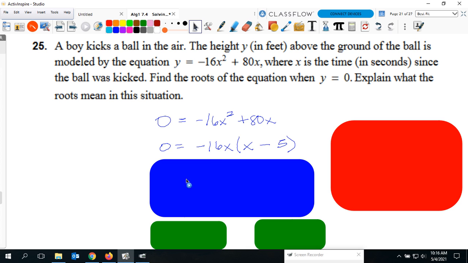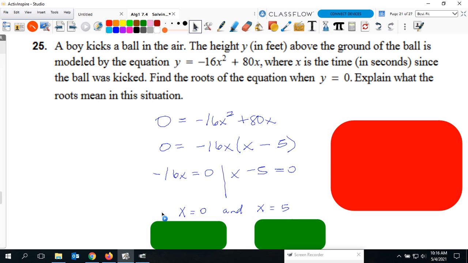And then you just set each factor equal to 0, as zero product property like we've done. So the monomial, this one will equal 0. This x plus 5 will equal negative 5. So there's your two answers for x. So that's what we did. We did find the answers. Just find the roots. We found the roots. The roots are 0 and 5 for x. But now the next part says explain what the roots mean in this situation.